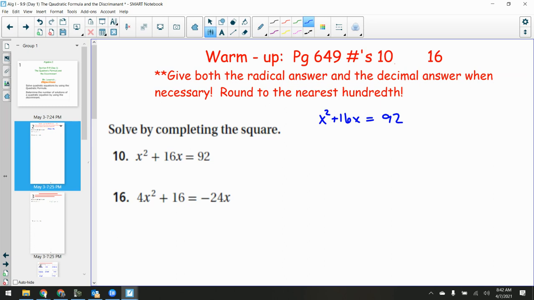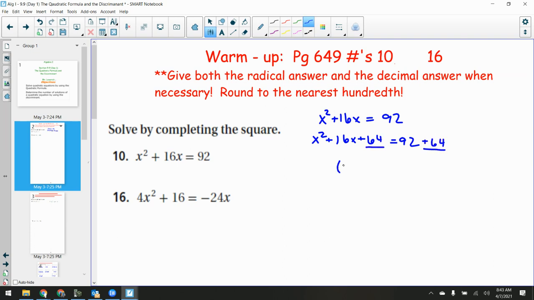Now, first thing, is it all set up correctly? Yeah. Second thing, is there any A value? No. Okay, this is nice then. So we find our magic number. What is our magic number in this case? Well, half of 16 is 8. 8 squared is 64. 64 is the magic number.